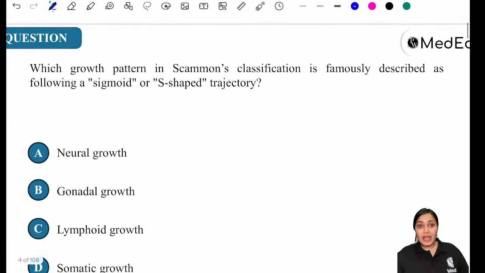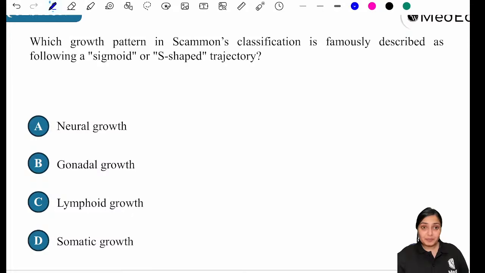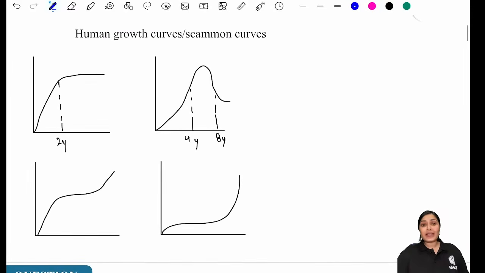The next question we have is, which growth pattern in Scammon's classification is famously described following a sigmoid or S-shaped trajectory? The options we have are neural growth, gonadal growth, lymphoid growth, or somatic growth. What is the correct answer over here? This is nothing but S-shaped. Remember, S, somatic. So let's understand these human growth curves or Scammon curves.